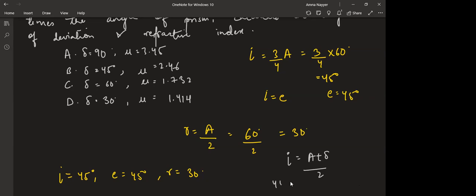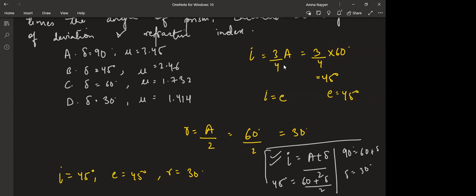Here, you know this is 45 degrees, right? This is 60 plus delta divided by 2. So in one line you will get 90 is equal to 60 plus delta, so delta is equal to 30 degrees. You can use this directly. Otherwise, in this specific question, it is difficult to use the longer formula for angle of minimum deviation, because solving the refractive index, you'll have to remember all the values of sine. So this will be a better method. Is it clear now?